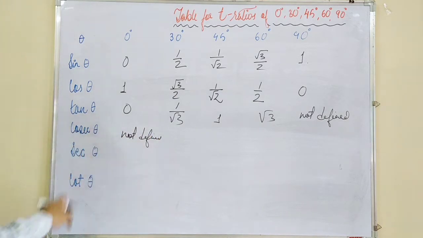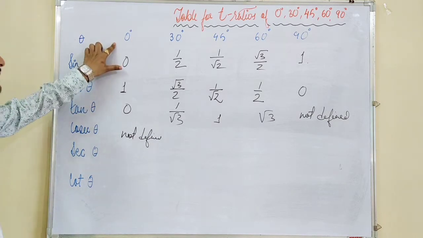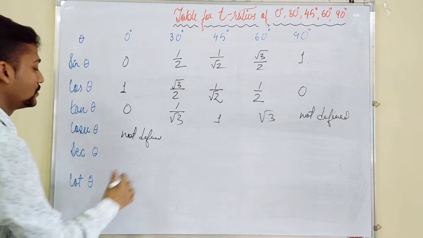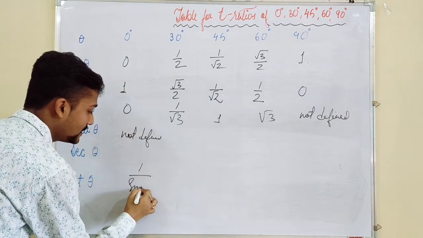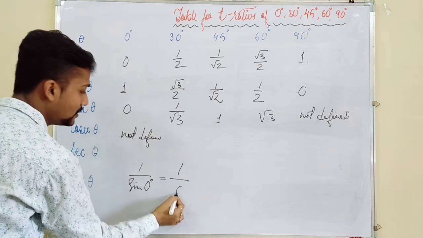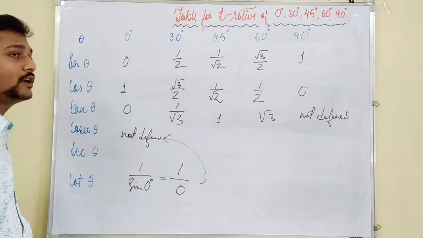Isn't it? Cosec 0 degree is equal to 1 by sin 0 degree. Sin 0 means what? 1 by 0. I am repeating once again, 1 by sin 0 degree is equal to 1 by 0, which is not defined.